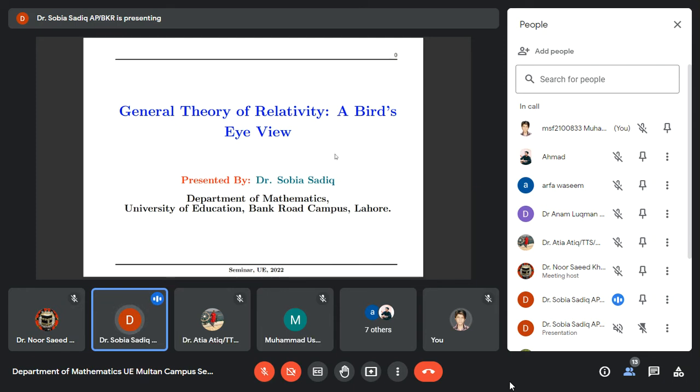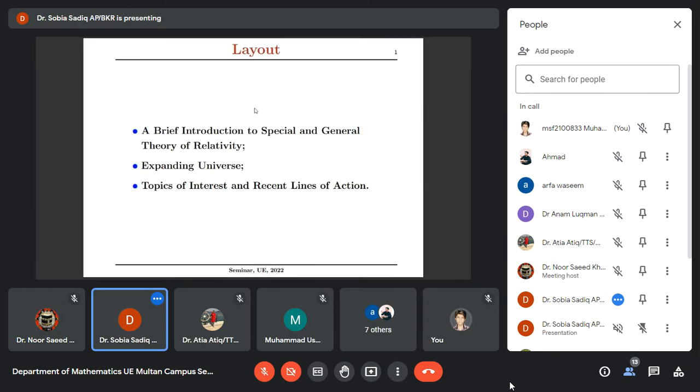As you can see from the title, the one significant thing I am going to emphasize is the general theory of relativity. In this talk, I will basically discuss the foundations of general theory of relativity, the description, and then the applications of this theory. So here is the layout. Firstly, I will discuss the special as well as general theory of relativity very briefly. Then we will move towards the description of our universe and the role of general relativity in discussing the universe. At the end, I will share some topics of interest and some recent lines of action.